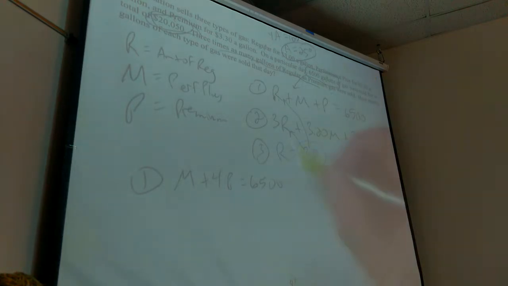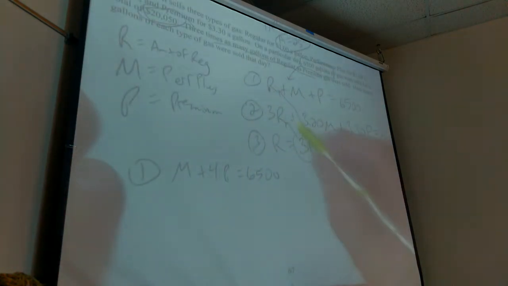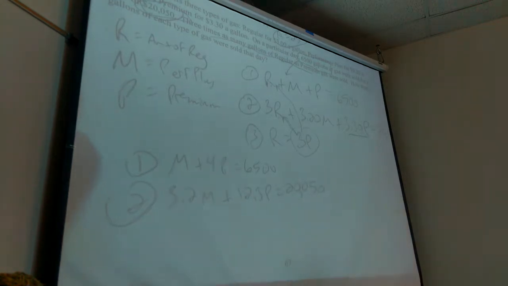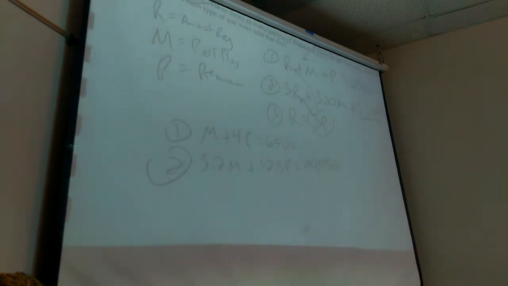And now if I put 3p here, 3 times 3p is 9p. So if I make R equal to 3p, now it's 3 times 3p is 9p, plus 330p is 1230p. So now I get 3.2m plus 12.3p. So that's what the 2 equations become.